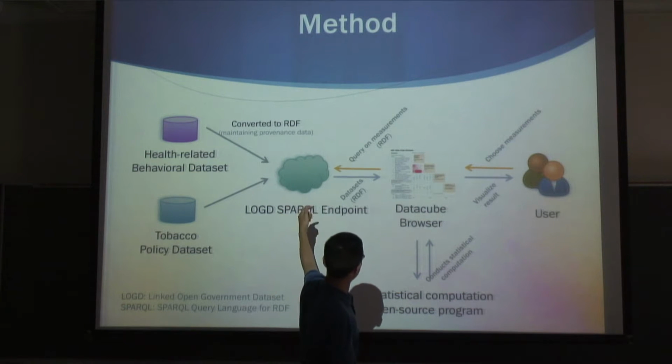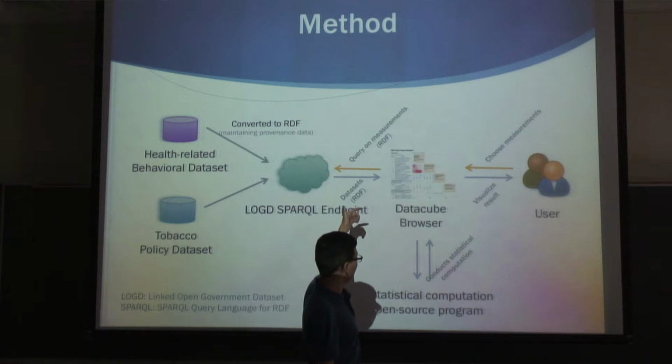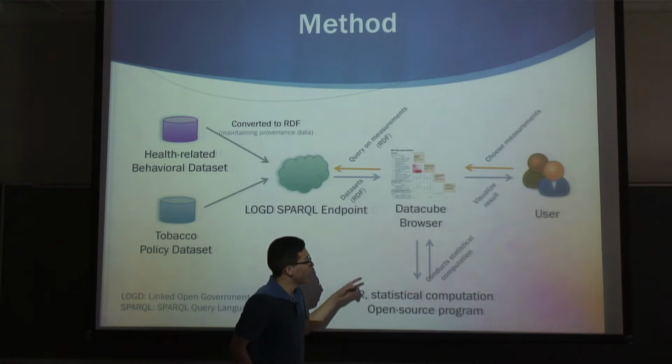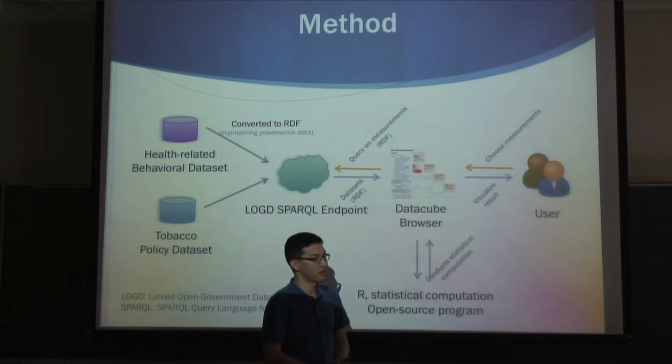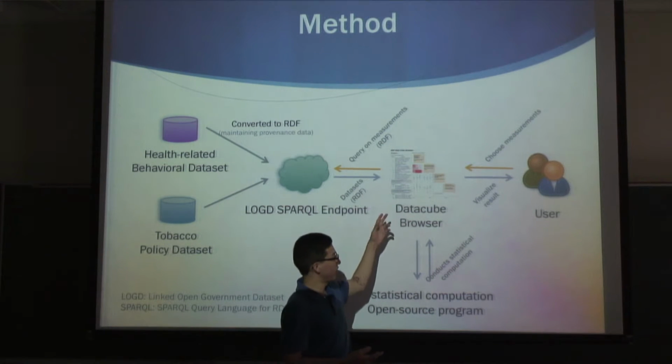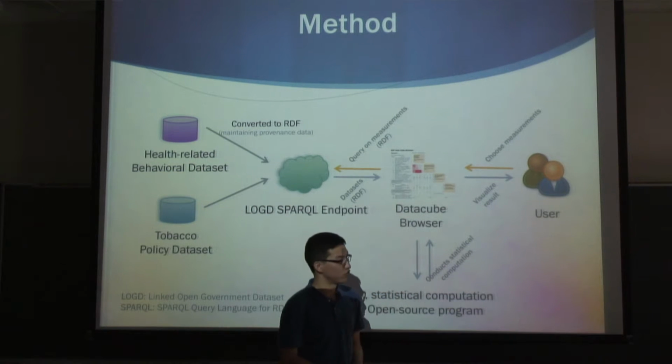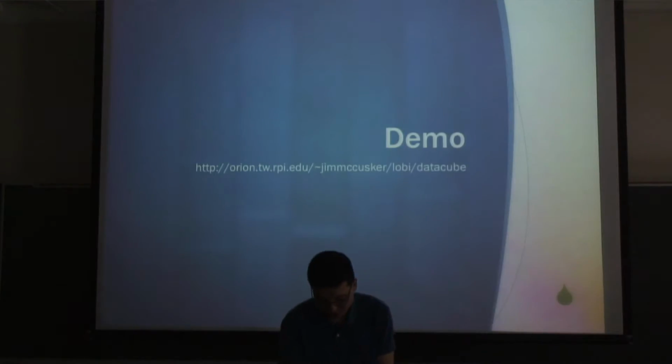And then this SPARQL endpoint returns the data set in RDF format, and the DataCube Browser brings this bunch of numbers into the statistical computation program R, which returns the statistical correlations and some other results. Then it visualizes all of this in the graph and shows it to the user. So I will show you a demo.